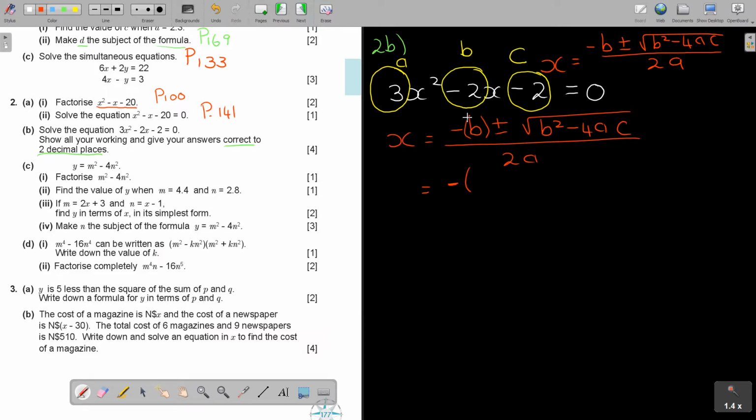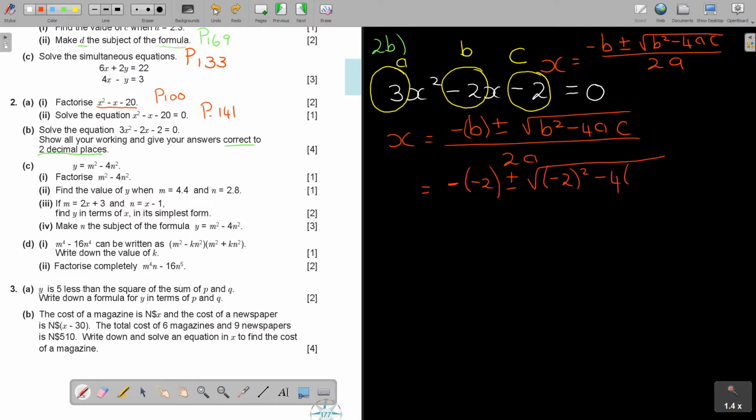Okay, so put the negative and always substitute in brackets. If you just leave out the bracket, you're going to end up with a negative that is going to turn into a positive, because that is the negative outside and that negative is inside. So please substitute in brackets. So it's negative 2 squared minus 4. Value of a is 3.